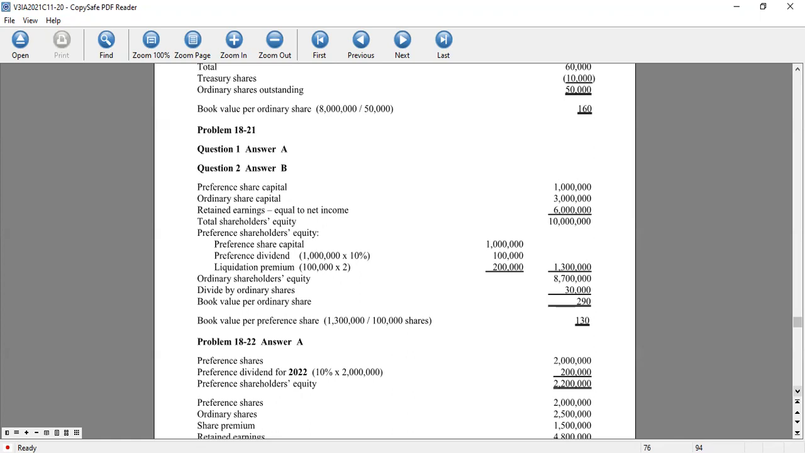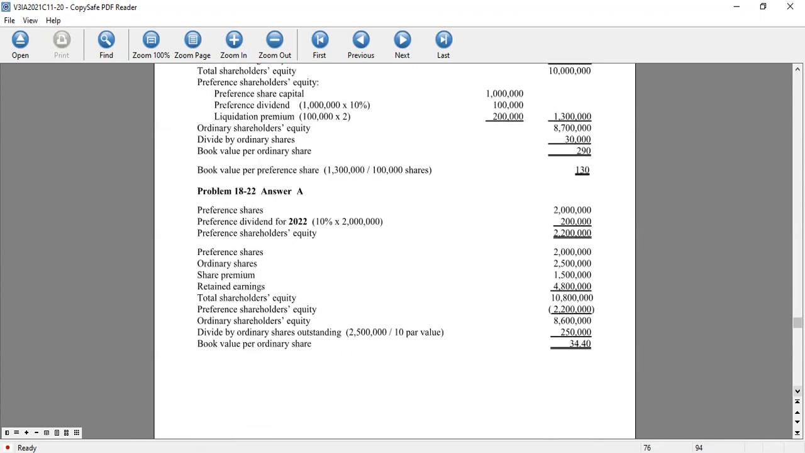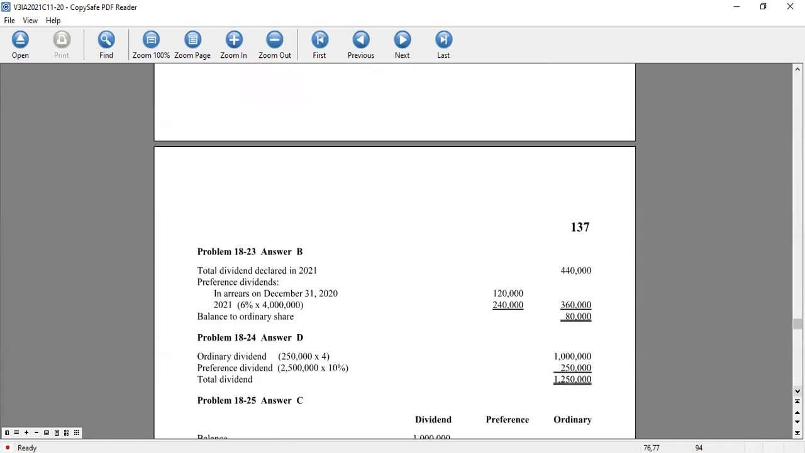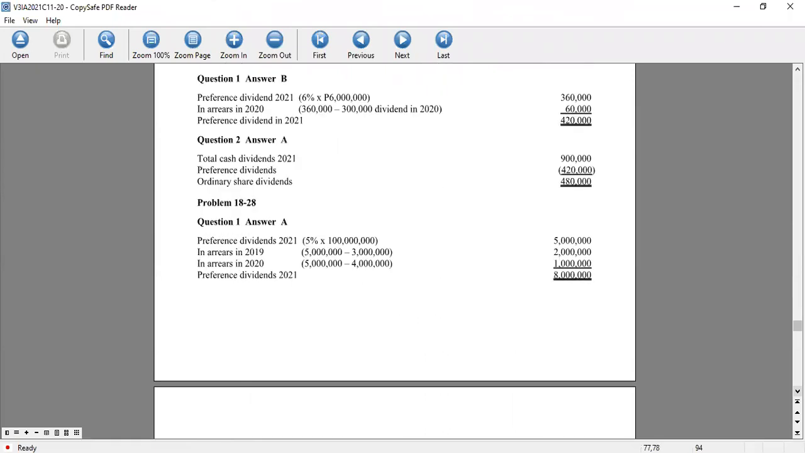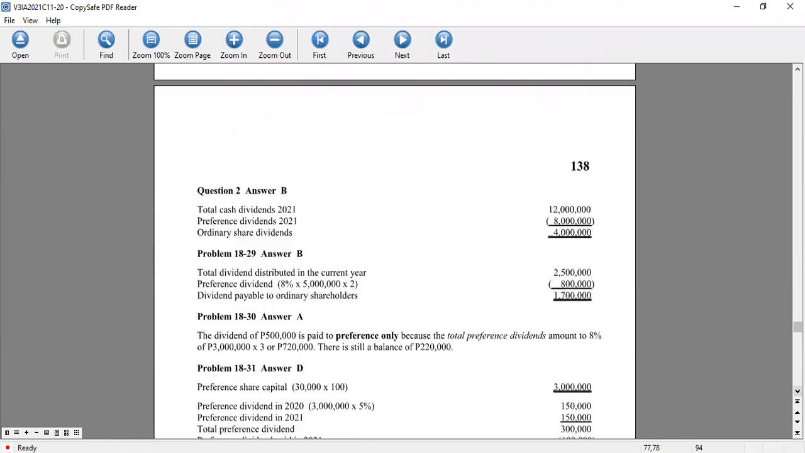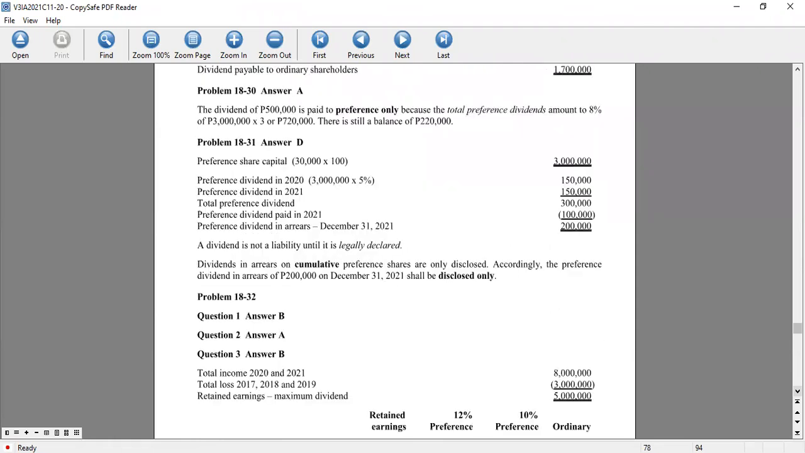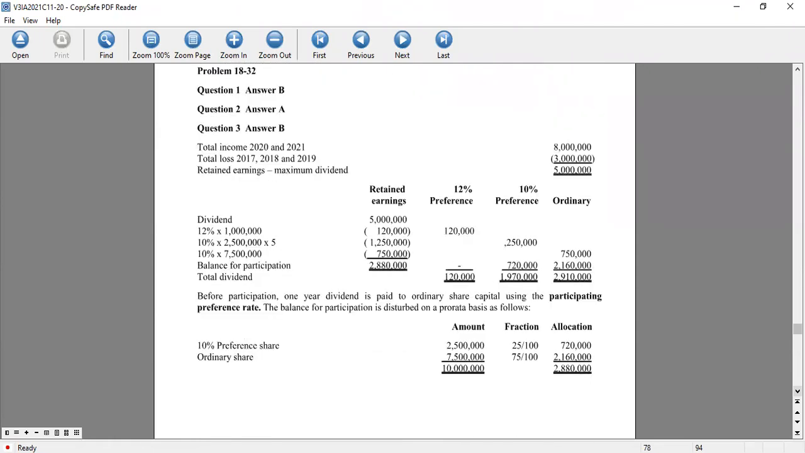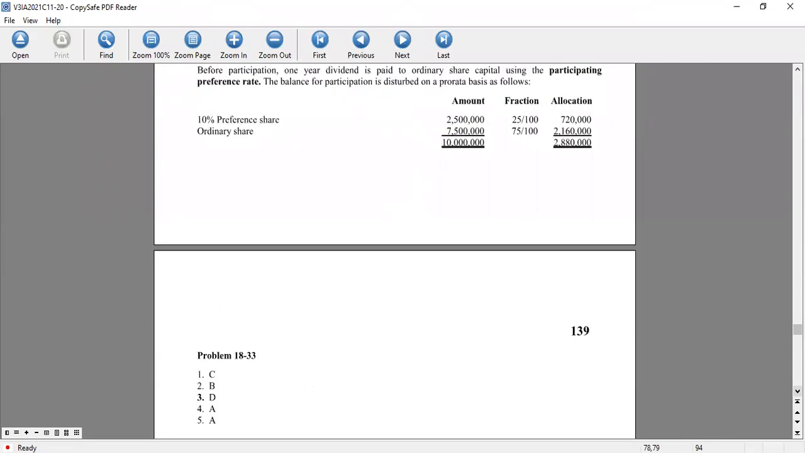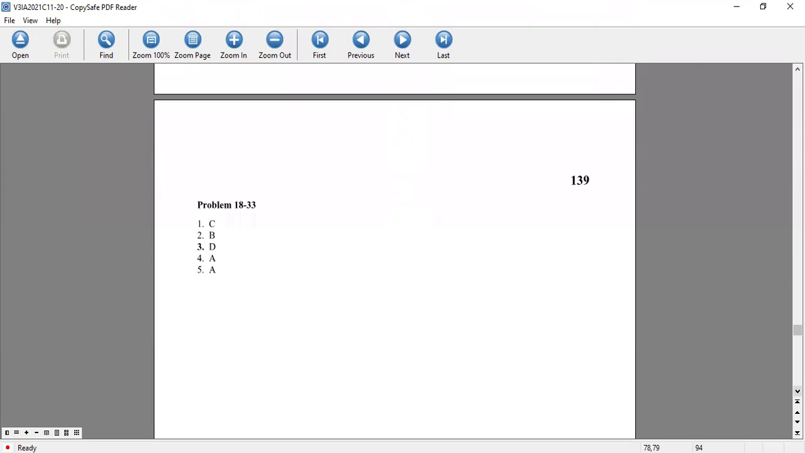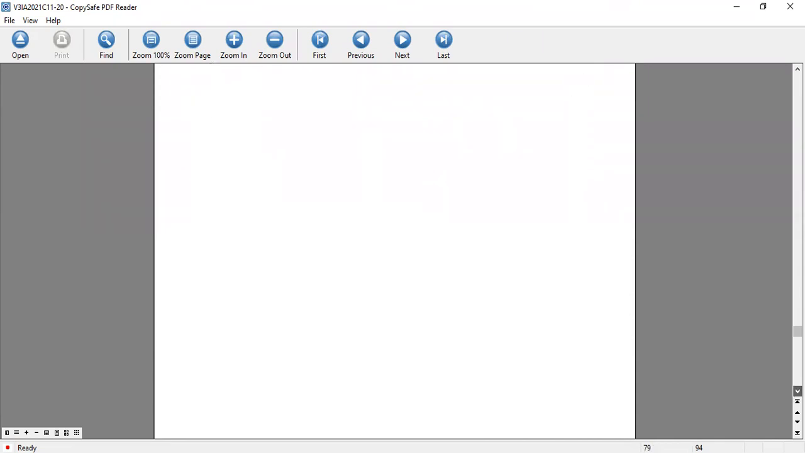Now I will share screen the solutions to the remaining problems and the multiple choice, so I can proceed to chapter 19 for problems related to the chapter contents. We have your earnings per share. So take note, you already have all your solutions for chapter 18. Now we go to chapter 19.